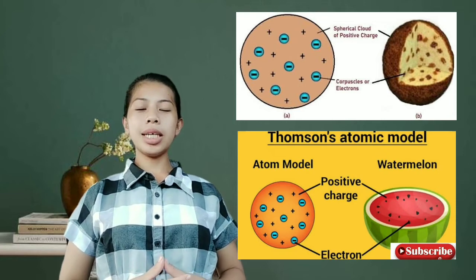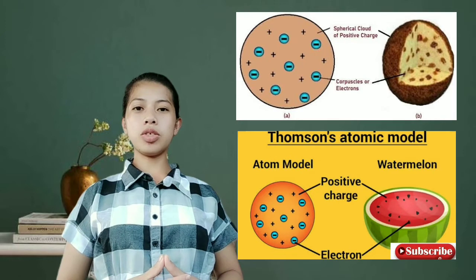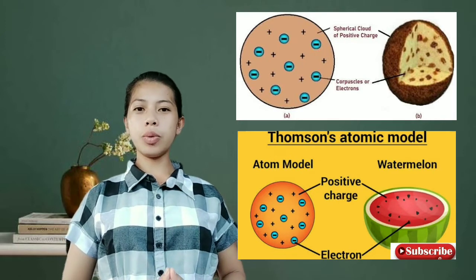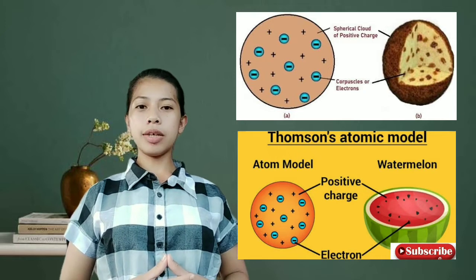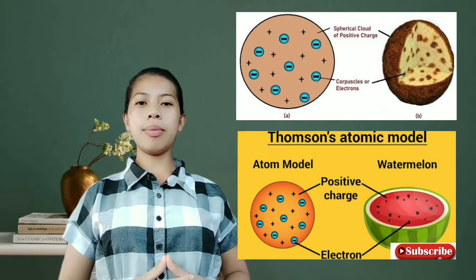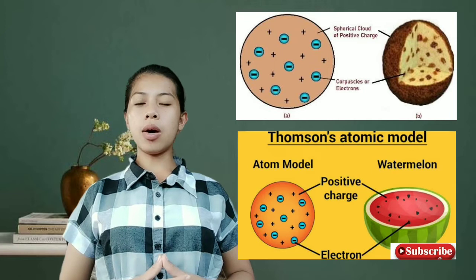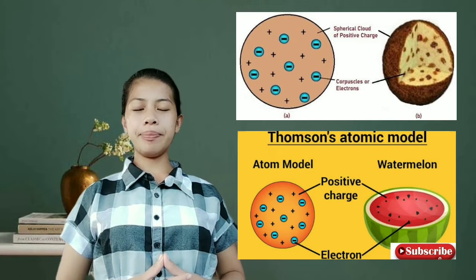Thomson proposed that the atom consists of a positively charged sphere and electrons which are embedded in it, and the negative and positive charges are equal in magnitude, so the atom as a whole is electrically neutral.